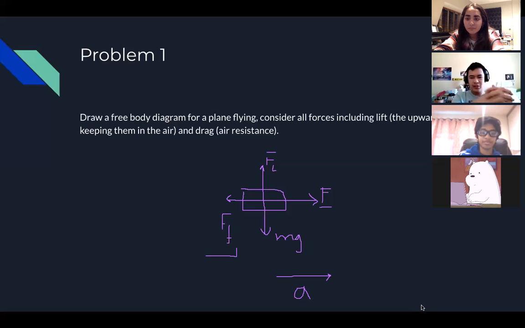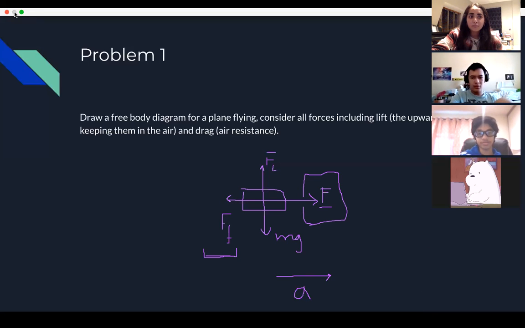No, not exactly, Grace. Since we know that it has some acceleration, we know that this force has to be greater than drag. Does that make sense? Because we want there to be a net force here. If there's no net force, it can't have acceleration. But you did have the right idea.